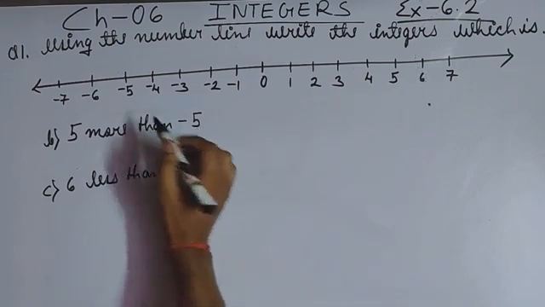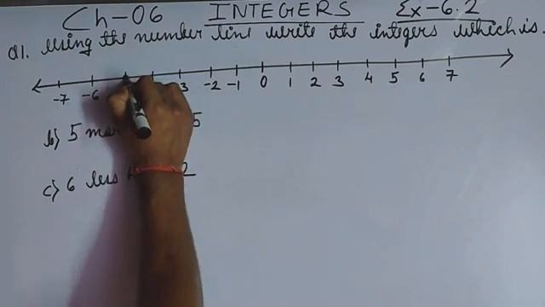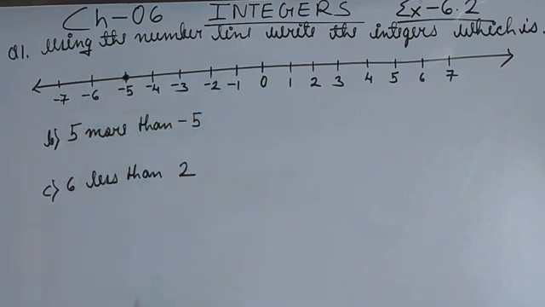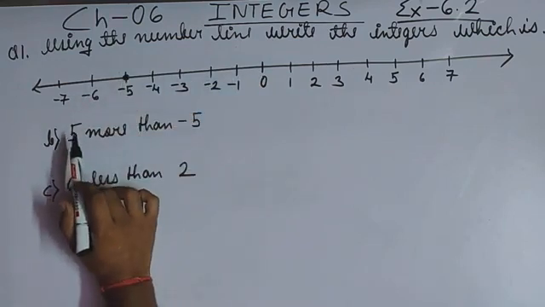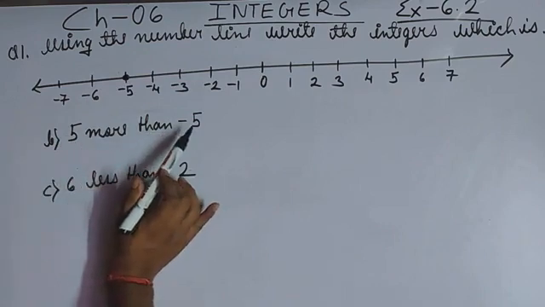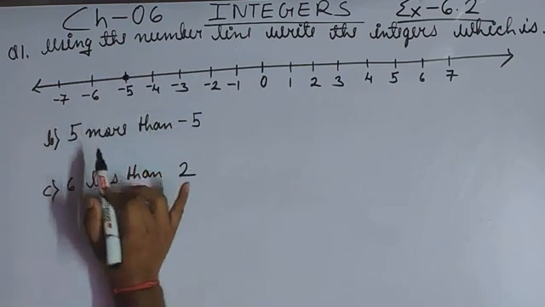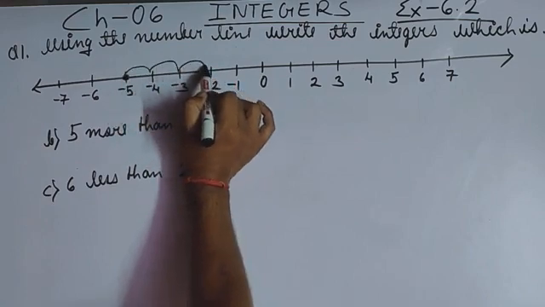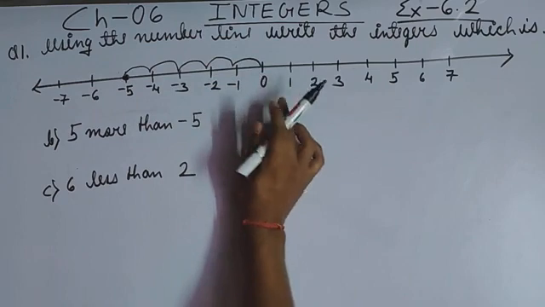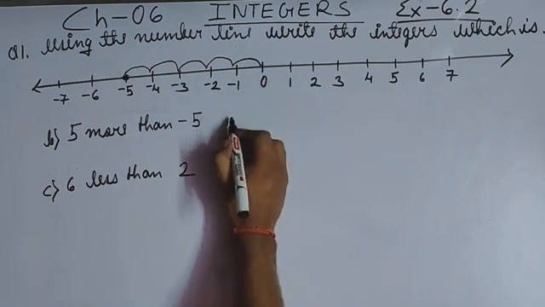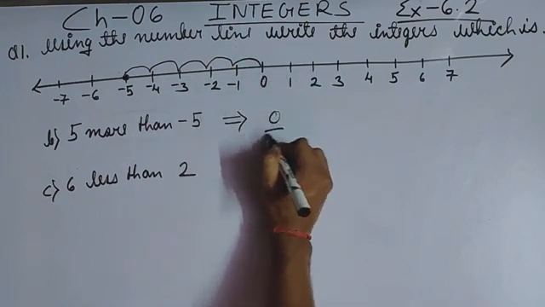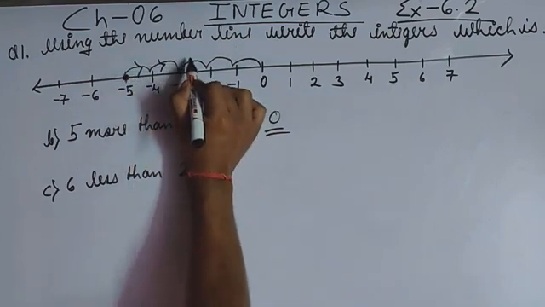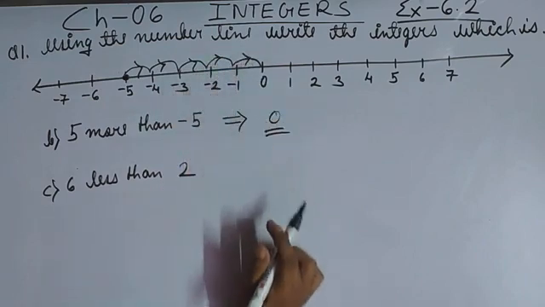So this is minus 5. We are locating minus 5 here because it will be on the left hand side of the 0. We have to give a number which is 5 more than minus 5. So what will we do? We will be moving towards the right hand side. So this is 1, 2, 3, 4, 5. Where do we reach? We reach 0. So the answer is 0, because the number which is 5 more than minus 5 is 0. That integer is 0.